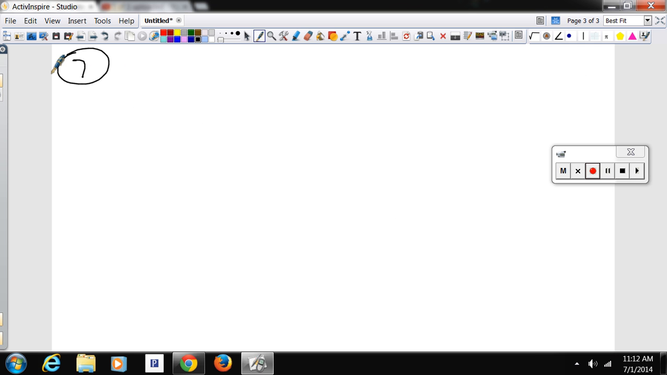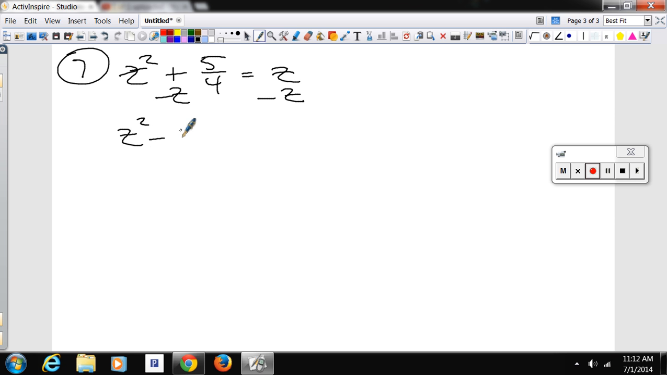Here's number 7, just to help you out. I think it's z squared plus 5 fourths equals z. Okay, you need to get it equal to 0, like we always do for our quadratic formula. So you got to subtract the z. The z is going to go in the middle because you got to have it in descending order. So it'll be z squared minus z plus 5 fourths equals 0. Now you have your a is 1 because there's like a 1 in front there. Your b is negative 1 because this is like a negative 1 in front of z. And your c is 5 fourths.